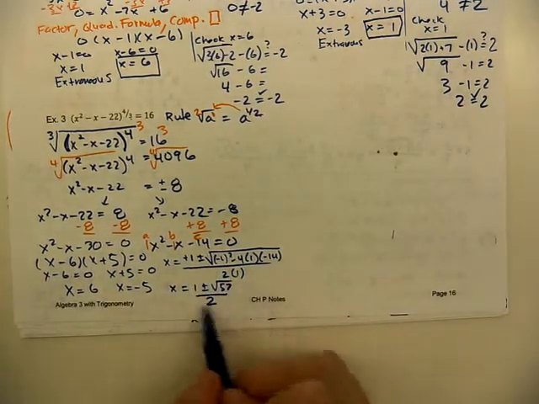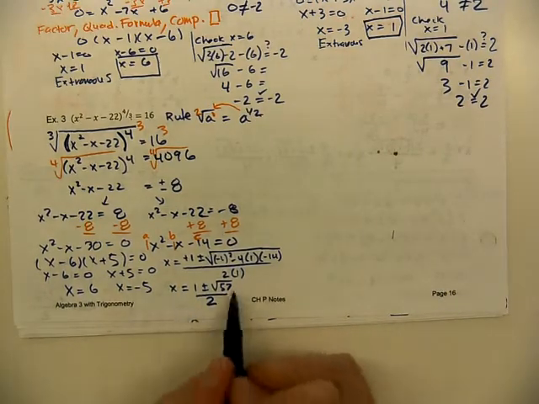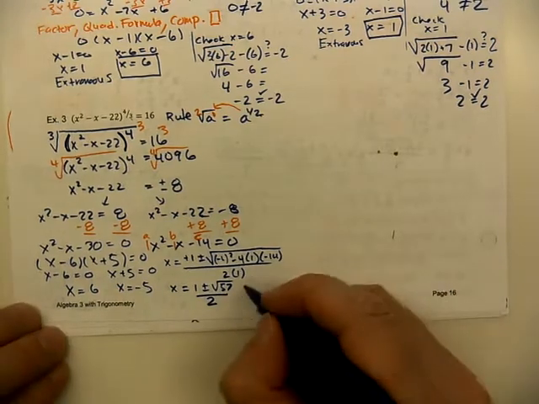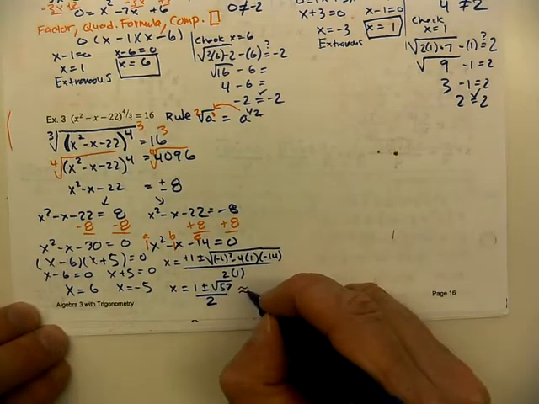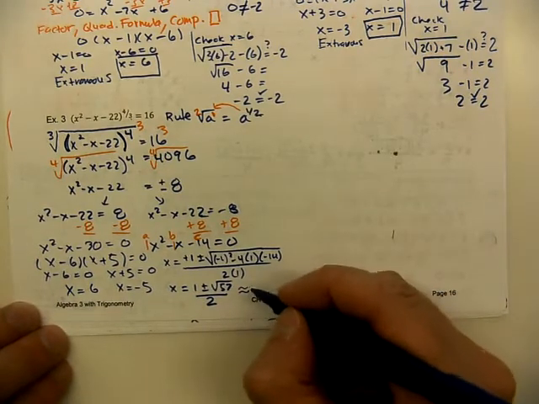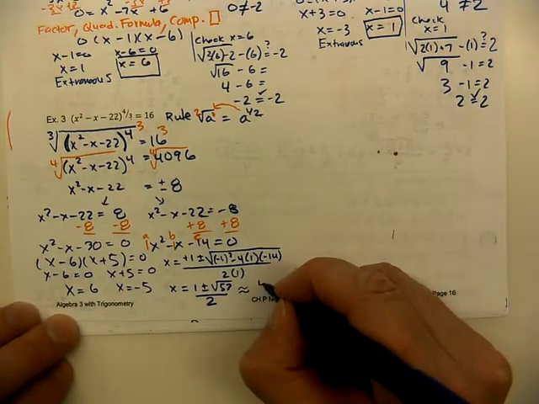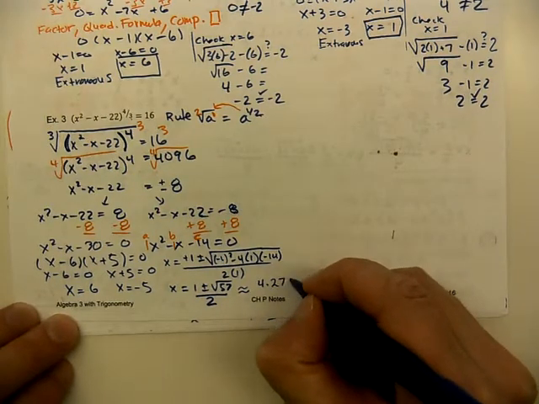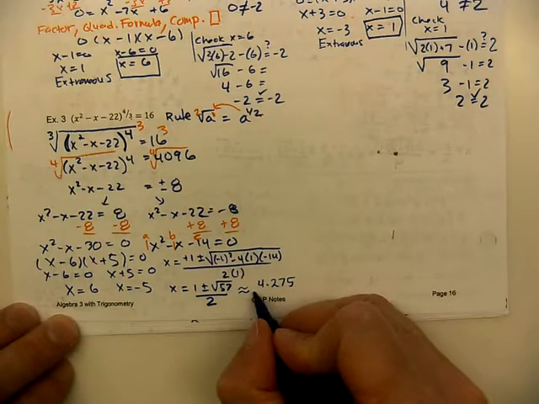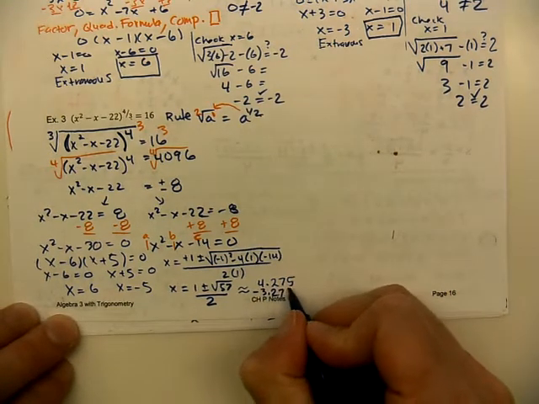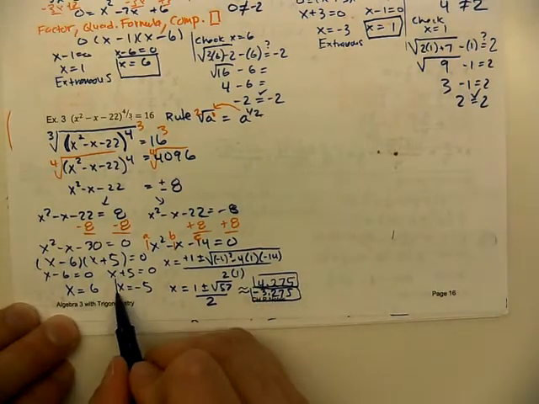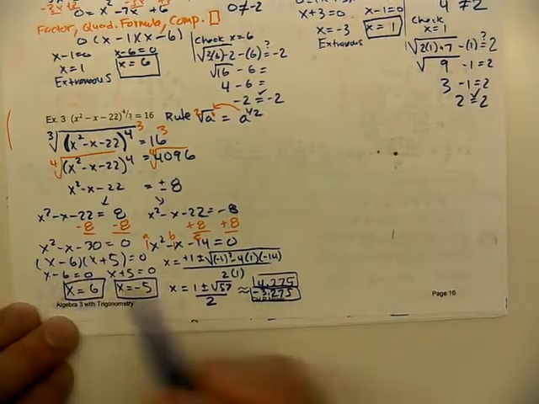So how in the world are we supposed to check that? When we get to checking this, we will temporarily turn it into a decimal value, so it makes it easier to type in our calculator as we check. I'm going to 3 decimal places just to make sure I have a bit more accuracy. So it's either 4.275 or -3.275. Those are the 2 possible answers, along with the -5 and the 6. So we have these 4.